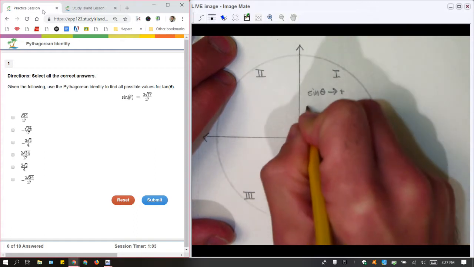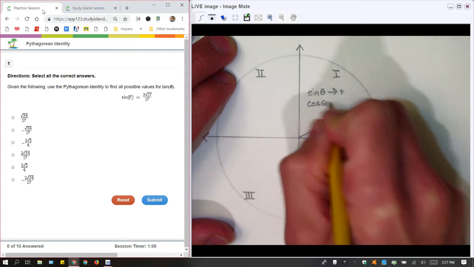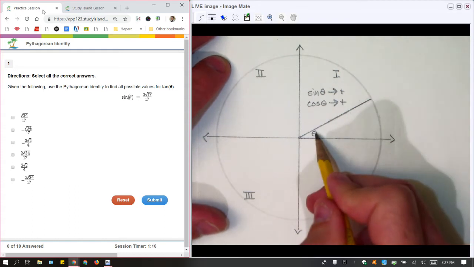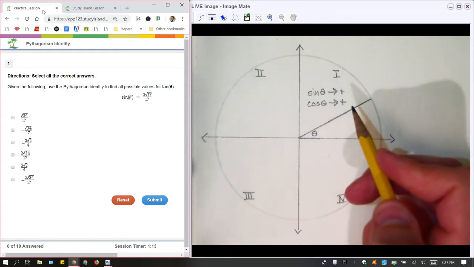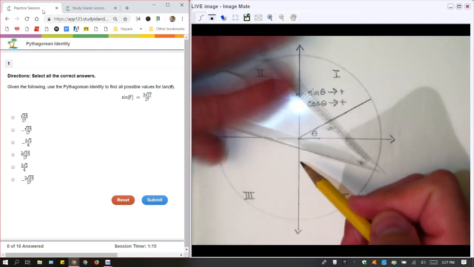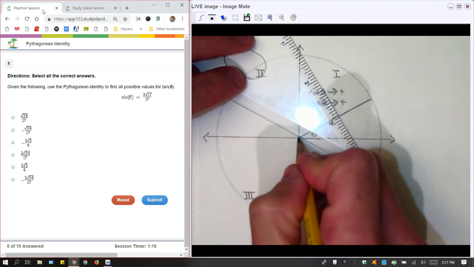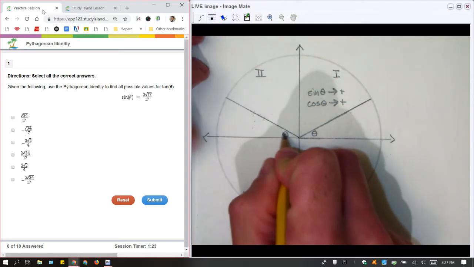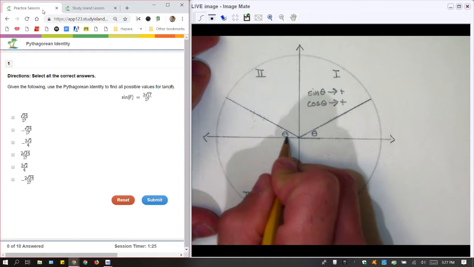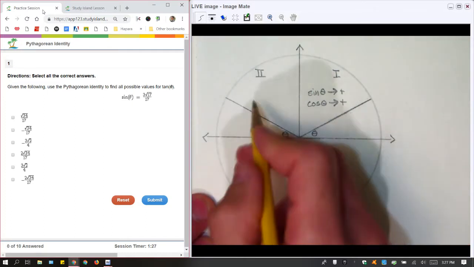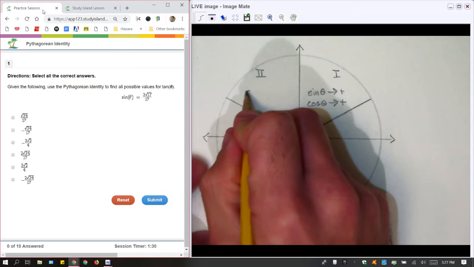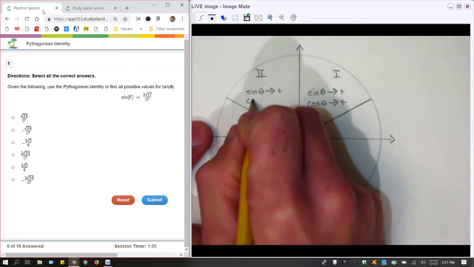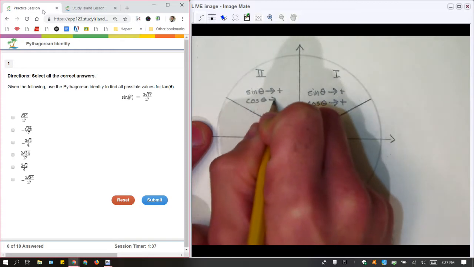positive value, and so will the cosine of theta. They will both be positive values if theta is in quadrant 1. But if I had drawn that angle in a different quadrant, let's say quadrant 2 over here, and let's say theta was this angle from there to there. In this case, theta is in quadrant 2, and the sine of theta will still be positive, but the cosine of theta will be negative.